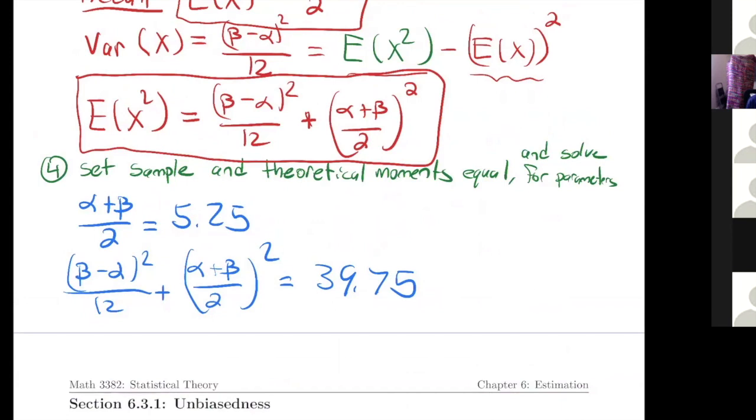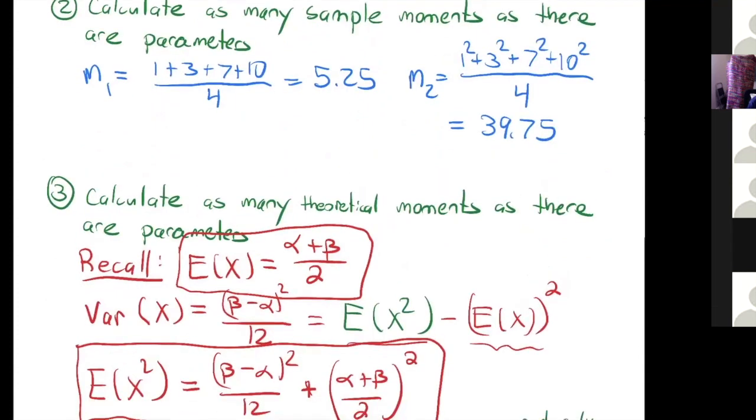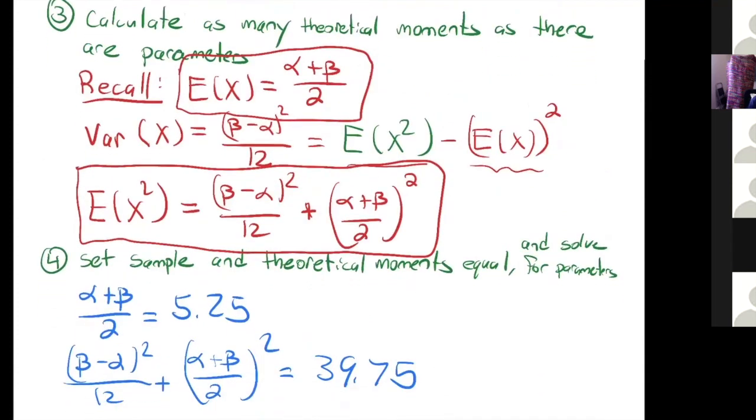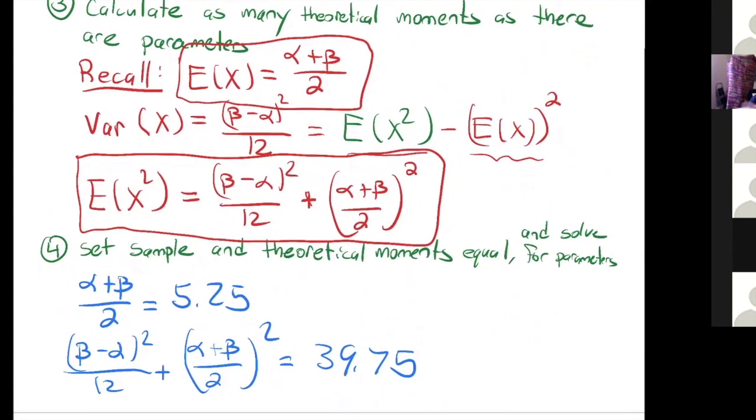I think the trickiest part in this process is finding the theoretical moments, because that either involves some calculus or some knowledge of some of the common distributions that we've talked about earlier in the semester. And then the last step is the algebra. Any questions about where we got these two equations from?